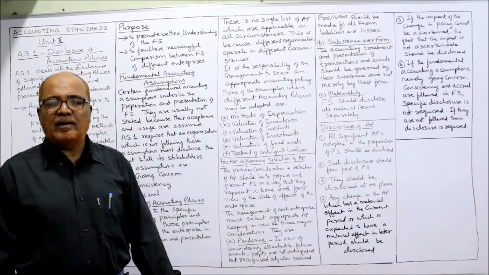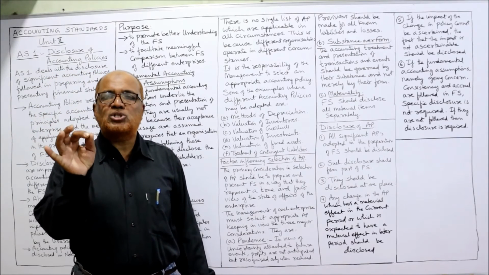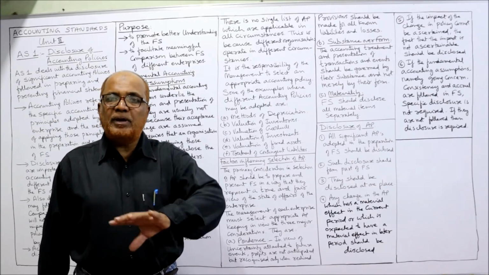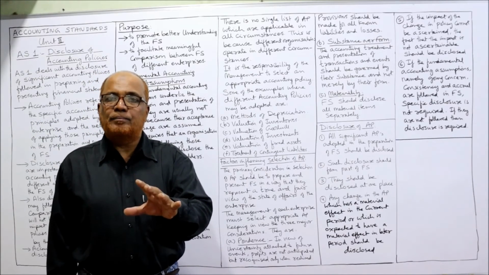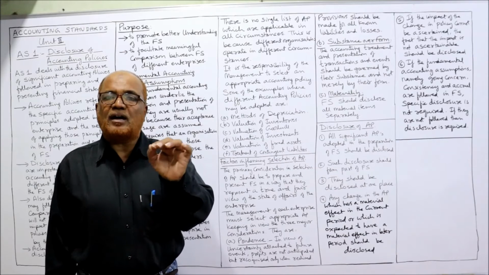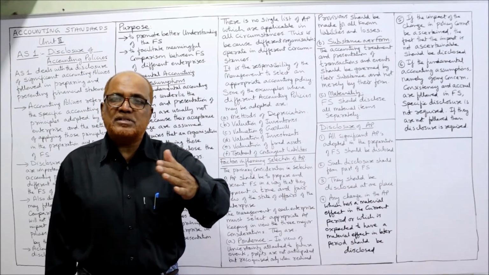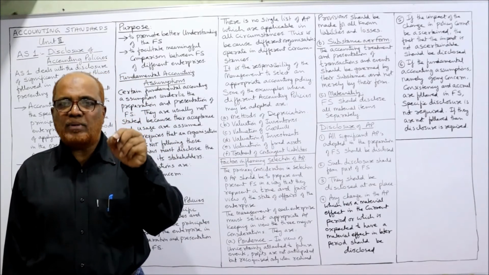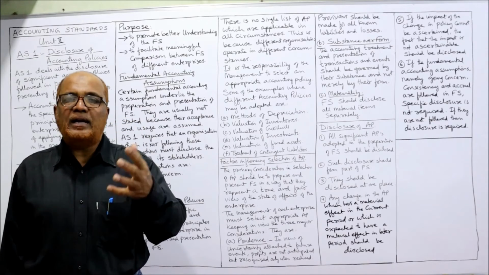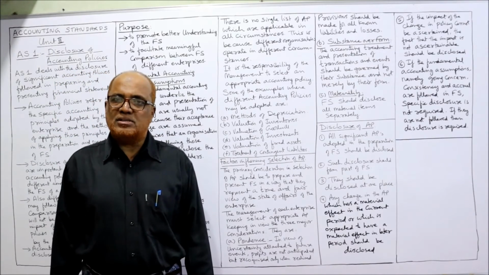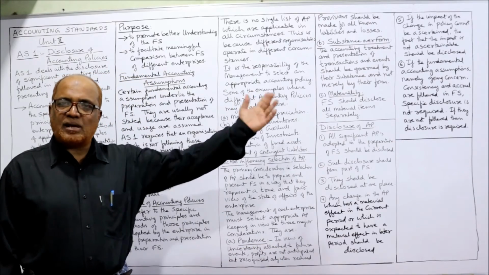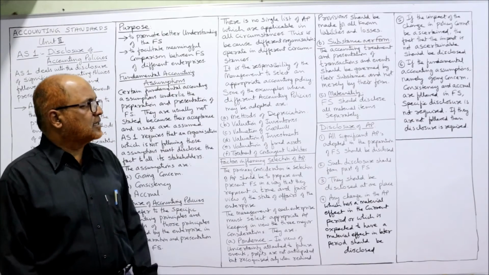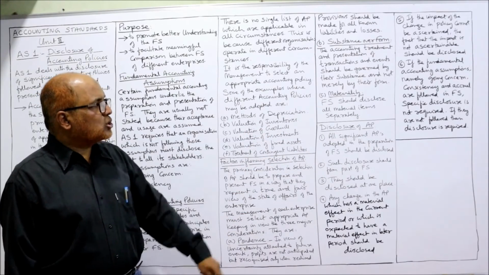Third, materiality. Financial statements should disclose all material items separately. They should not be clubbed with any other item. Simply, all significant or material items should be separately disclosed. So these three considerations the management must take into account while deciding the accounting policy. First one, prudence. Second, substance over form. And third one is materiality. That's it.